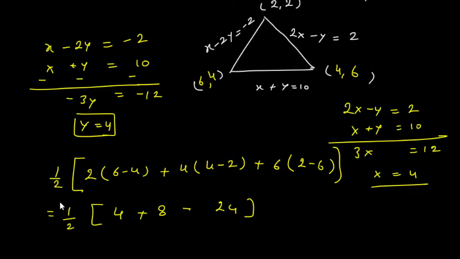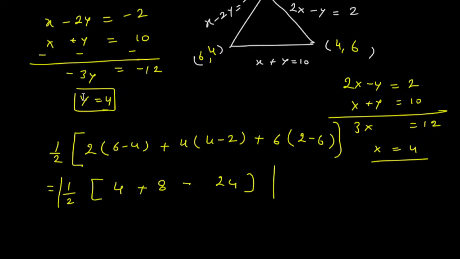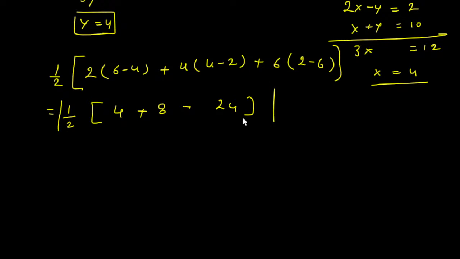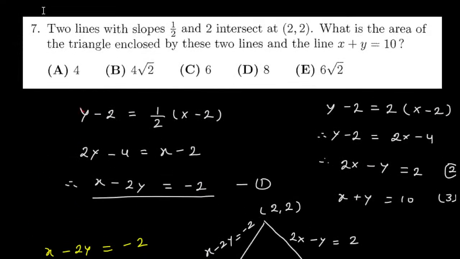So actually for area we have to take them in mod because area is not negative. Minus 20 plus 8, or 20 minus 8, is 12. 12 divided by 2 is 6. So the required area is going to be 6. So option C is your answer.